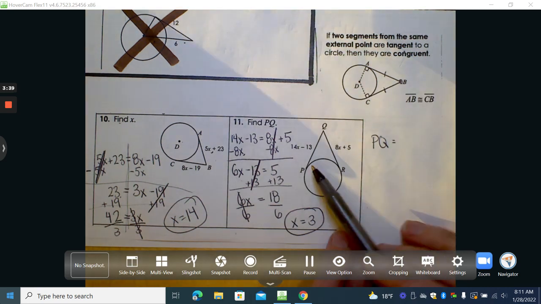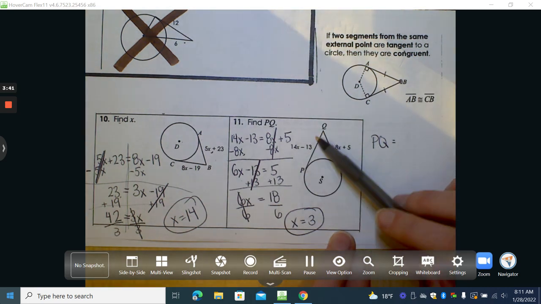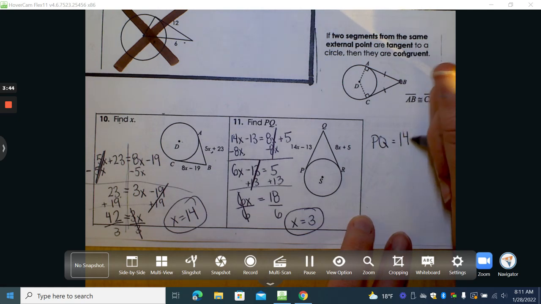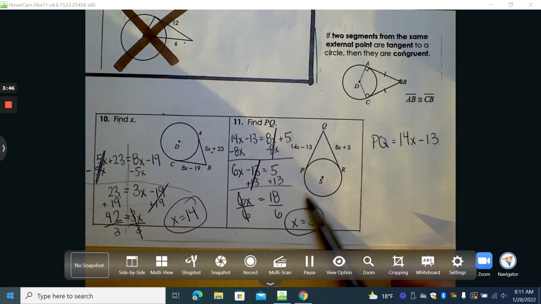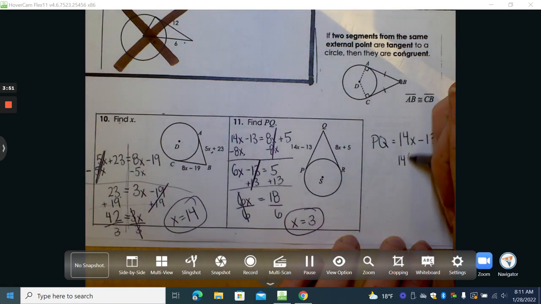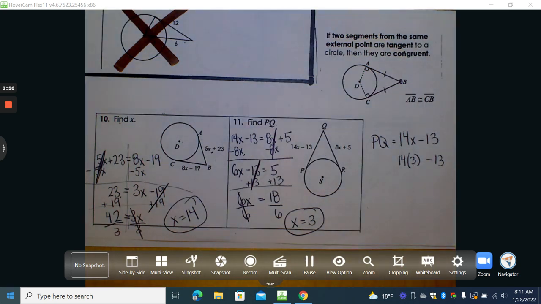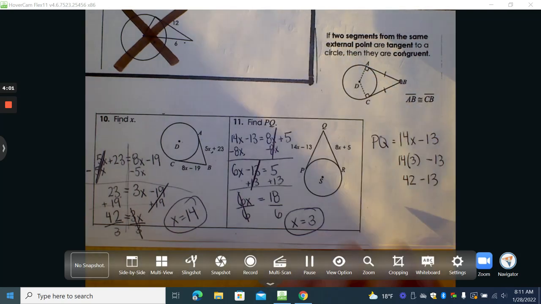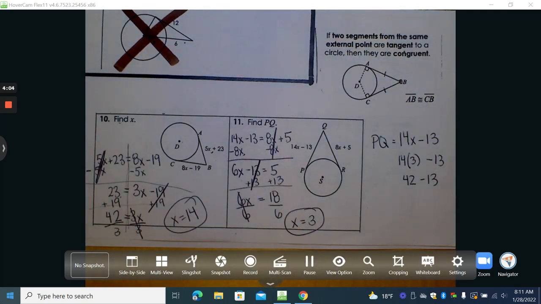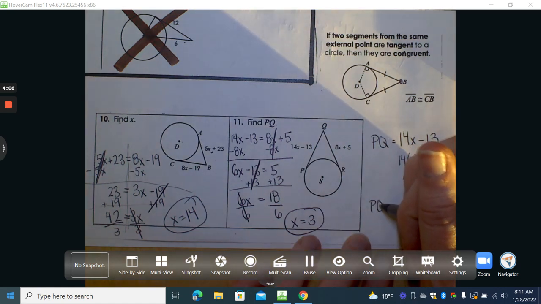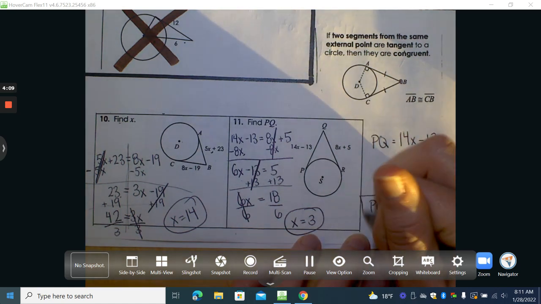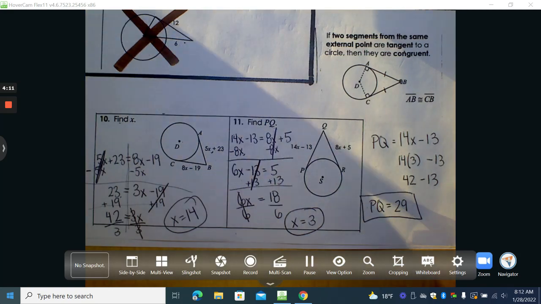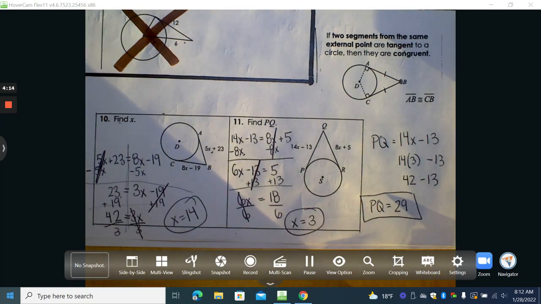PQ is 14x minus 13. However, I now know what x is. x is 3. So I'm going to take 14 times 3 and then subtract 13. 14 times 3 is 42. And when I subtract 13, I get 29. So PQ is 29. And that is my final answer that they're asking for.